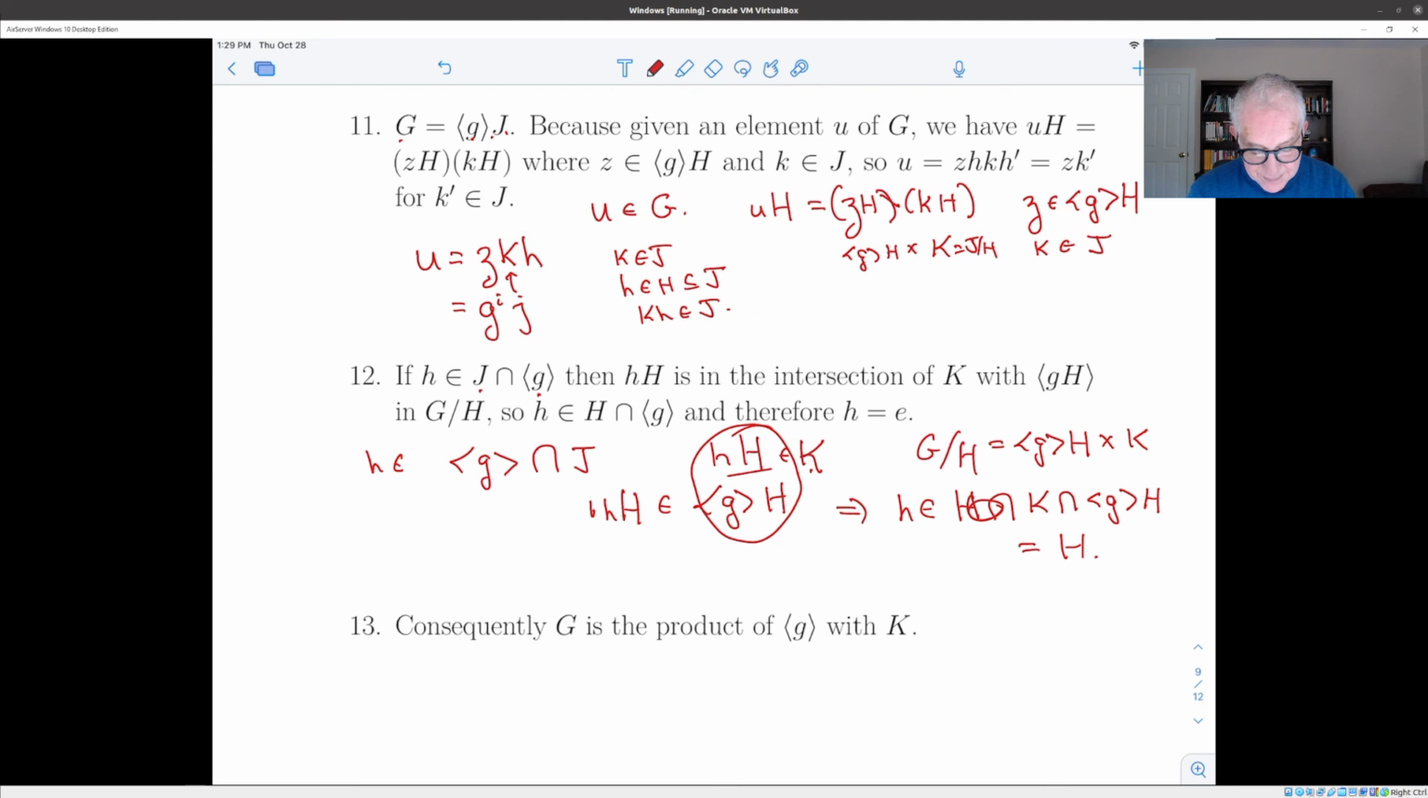So it means that if you are in both of these things, you have to be in H. But if you're in both of these things and in H, then you have to be the identity, because the only element of H which is in this group is the identity.